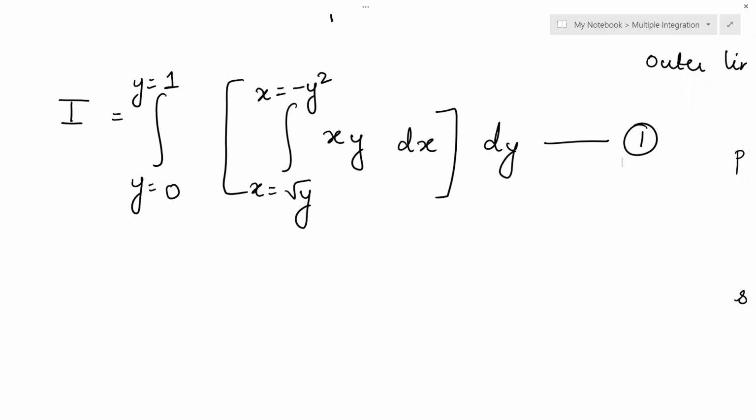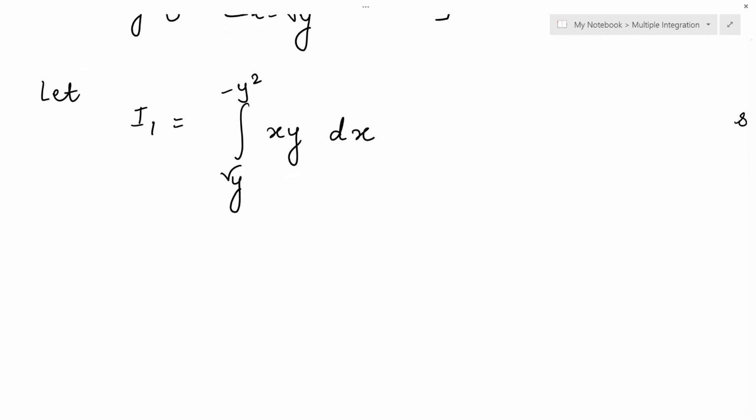Okay, now this becomes your earlier type of sums. That is, in the previous lecture we have seen such type of sums where your limits are given to you. Now since the inner limits are in terms of y, let me consider this as I1, and then whatever I1 answer I get, I will substitute that in equation number 1.